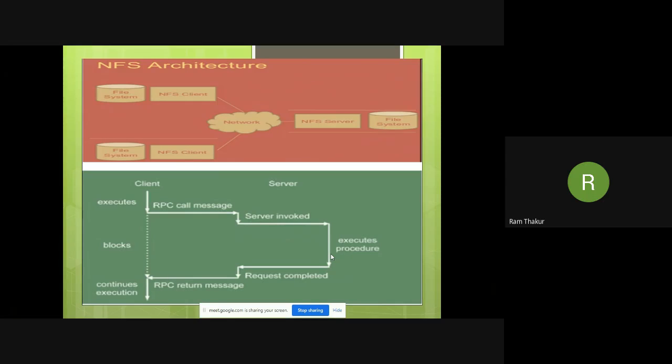So this is the architecture from the client side. The client side has file systems, and NFS also has its file systems. The client requests the server to share some files, and this is done through the network. This is the structure given here from the client side. RPC call message is invoked. The server is now invoked. The server executes the procedures, the request is completed and RPC returned. And this process will continue during the exchange of messages, files, and data.